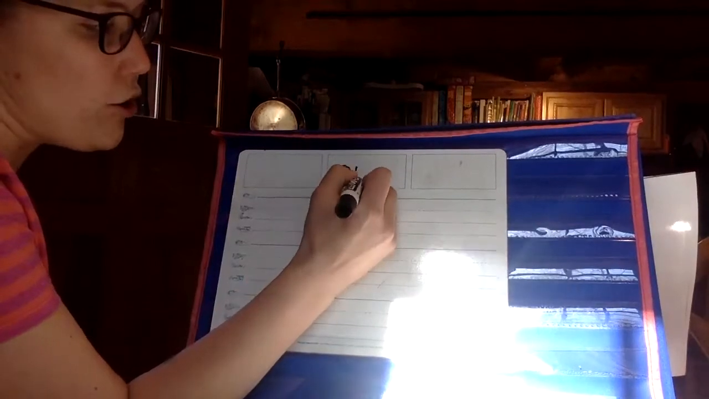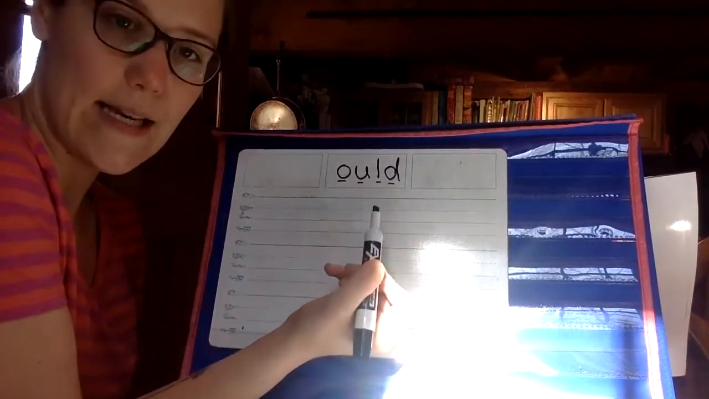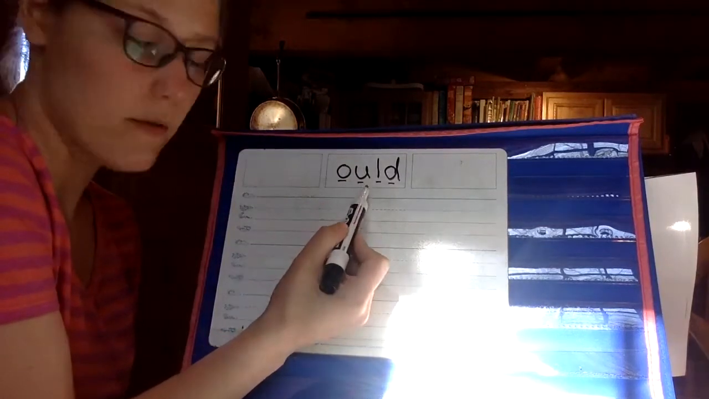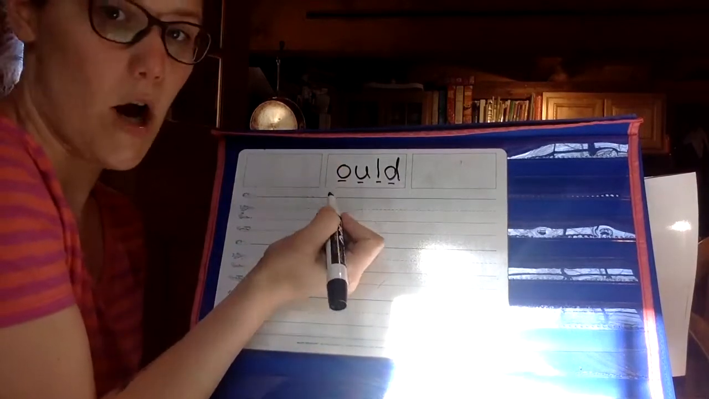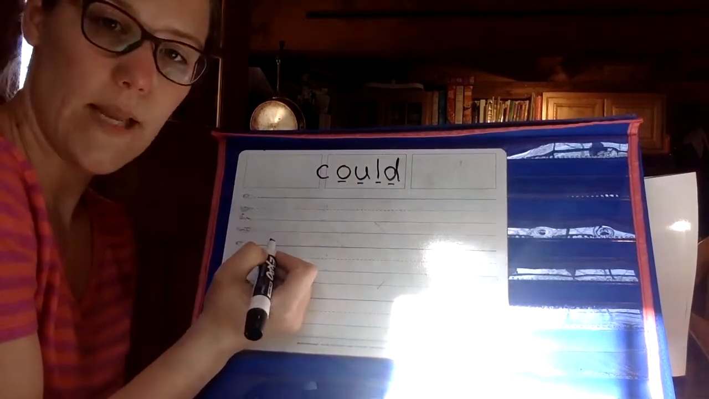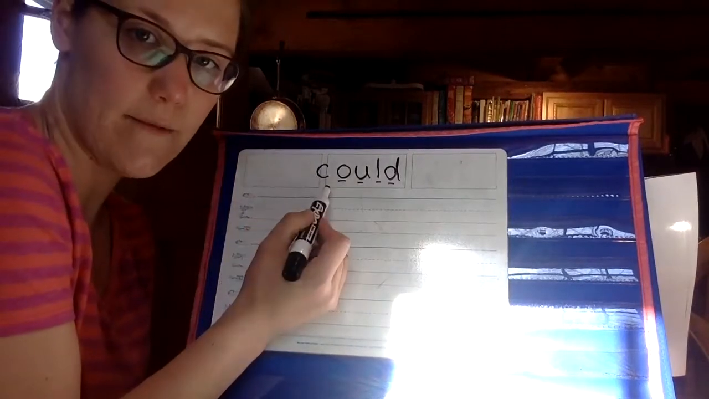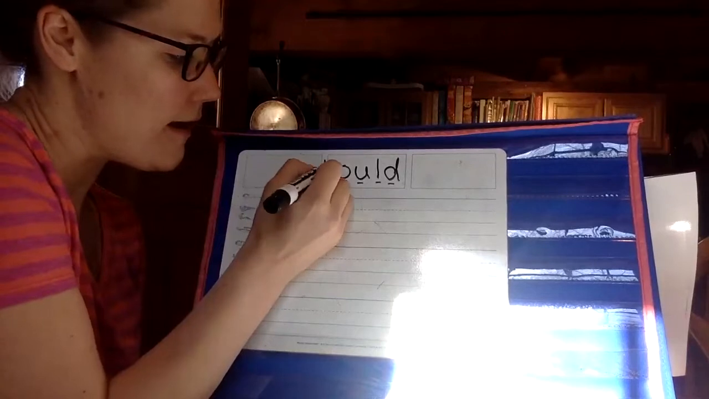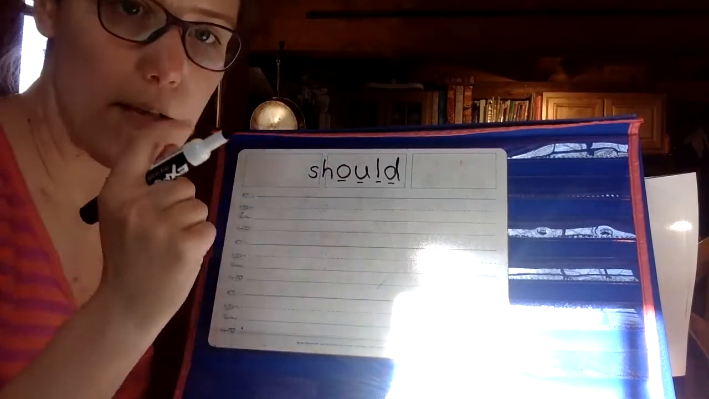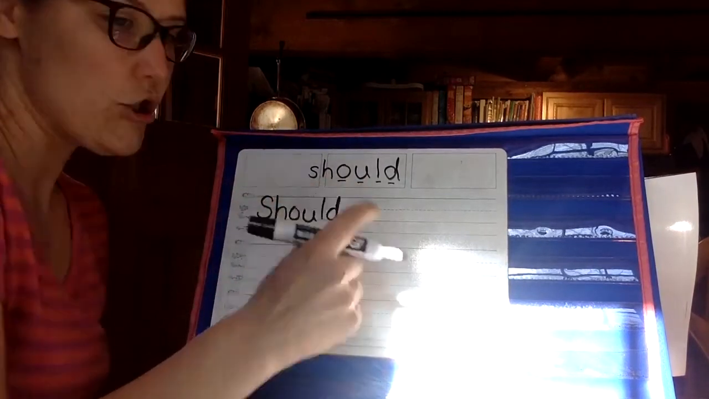Should is an OU lucky duck word. That means that it has O-U-L-D. We call these OU lucky duck words because it helps us remember the letters. O for the word O, U, lucky, L for lucky, duck, D for duck, OU lucky duck. We can put in front of OU lucky duck words C, and that's the word could. We could put a W in front of it and it says would. And we can put an SH in front of it and it says should. Okay, so should, S-H-O-U-L-D, lucky duck.